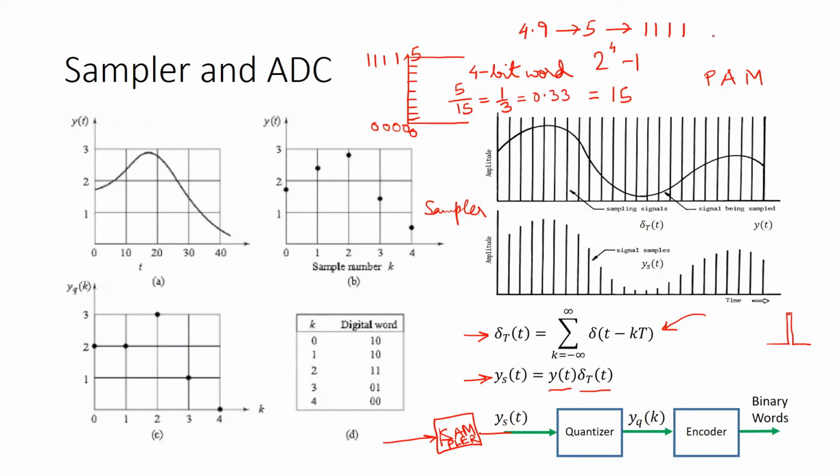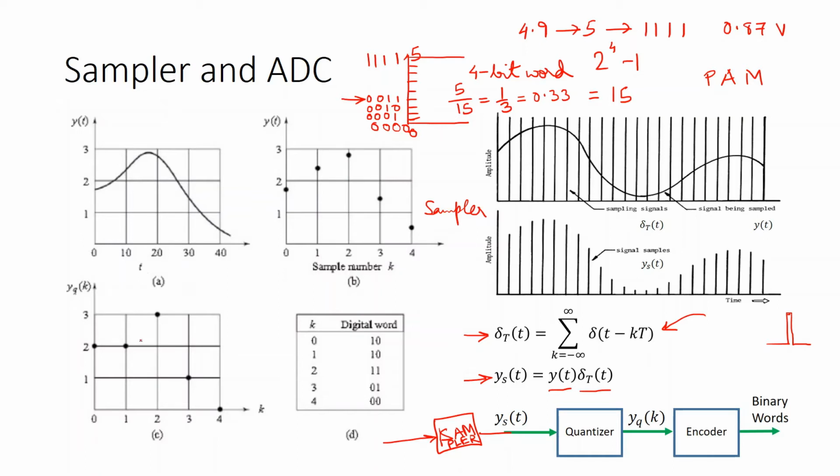Suppose you have a value of 0.87 volt. Then 0.33 is 0001, 0.666 is 0010, and 0.99 is 0011. You will shift it to the nearest level. There are different methods of quantization. Normally it is nearest level, which means you shift it to the nearest level. There is also ceiling quantization and floor quantization. Ceiling quantization means shifting to the immediate upper level, and floor quantization means shifting to the nearest lower level.